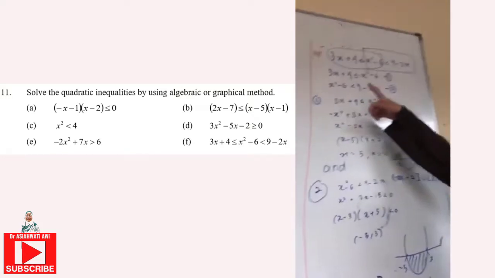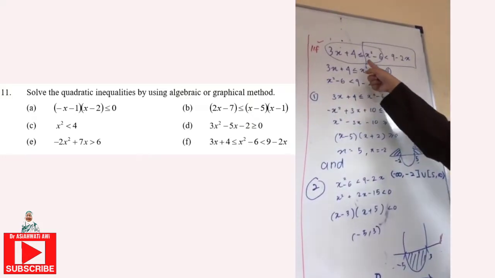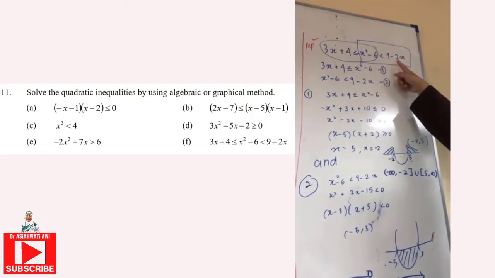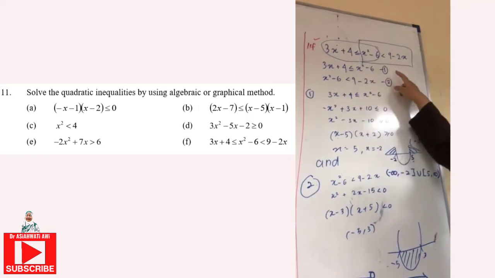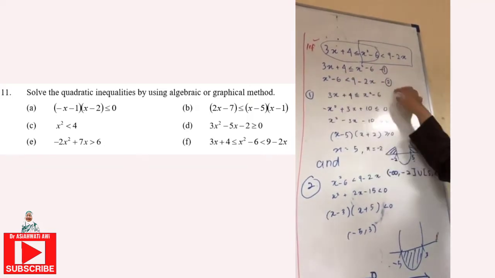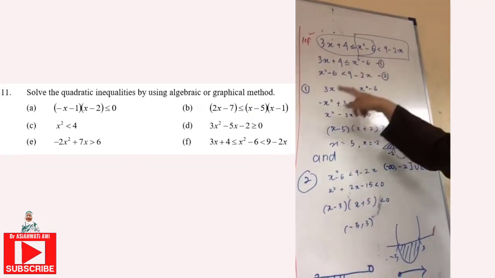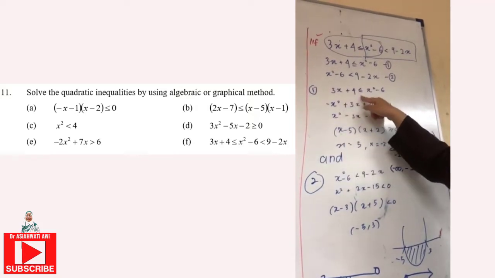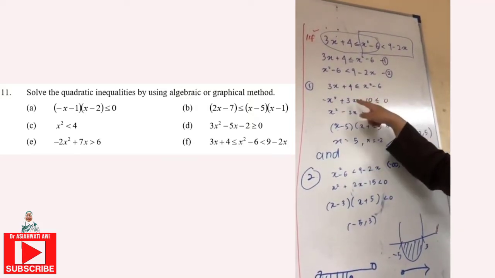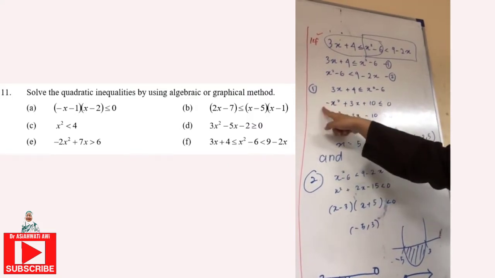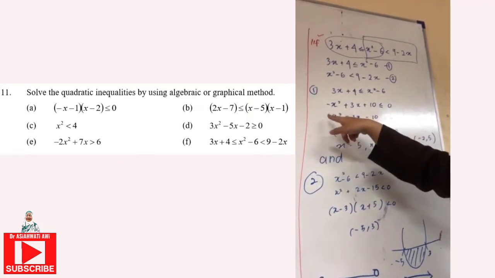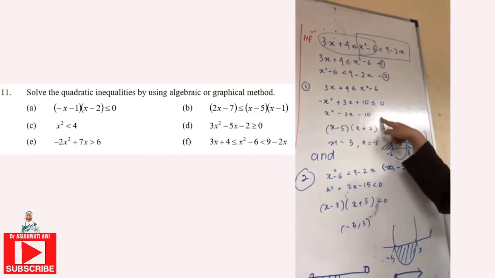Soalan 11F, dia bagi 3X tambah 4. Lepas tu X square tolak 6 dengan 9 tolak 2X. Sebabkan ada dua tanda ni, so kita asingkan. Satu macam ni, yang kedua macam ni. Selesaikan yang satu dulu. 3X tambah 4 dengan X square tolak 6. Lepas tu, ini bawa pergi belah kiri dan ada negatif. Sebabkan kita nak jadikan benda ni positif, kita tukar benda ni.